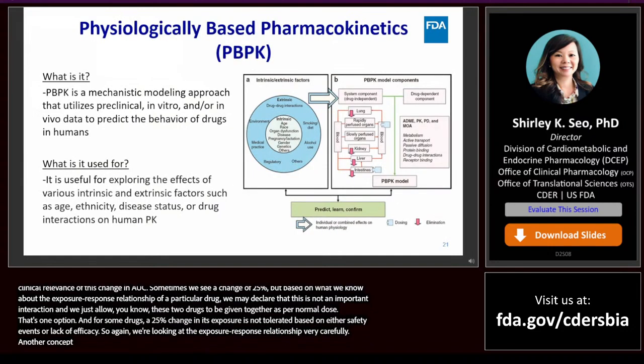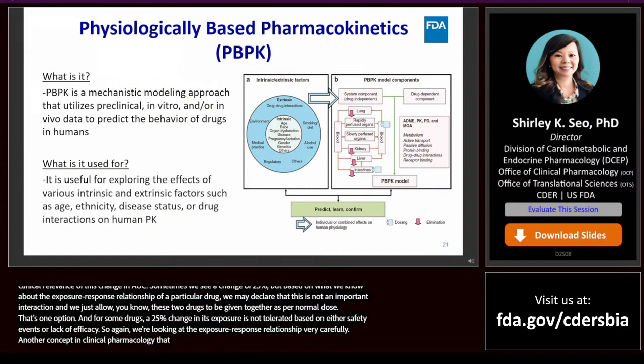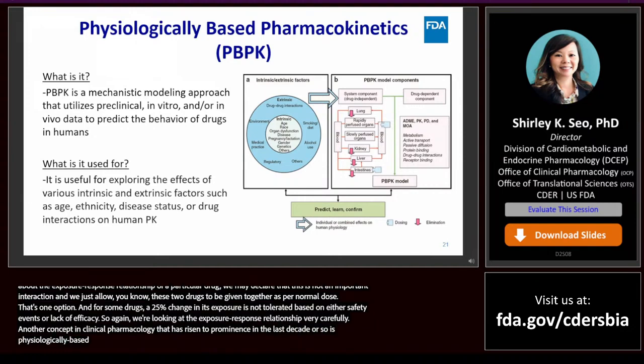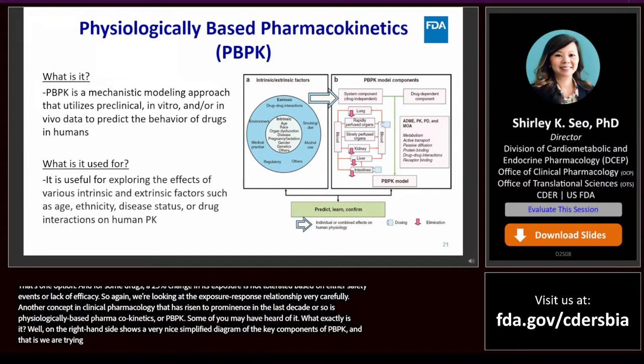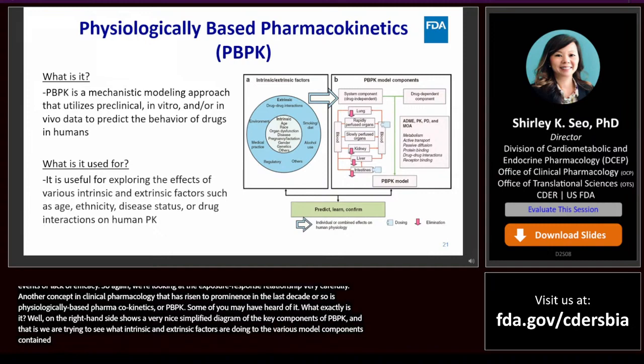Another concept in clinical pharmacology that has risen to prominence in the last decade or so is physiologically based pharmacokinetics, or PBPK. Some of you may have heard of it. What exactly is it? Well, on the right-hand side shows a very nice simplified diagram of the key components of PBPK, and that is we are trying to see what intrinsic and extrinsic factors are doing to the various model components contained within PBPK.